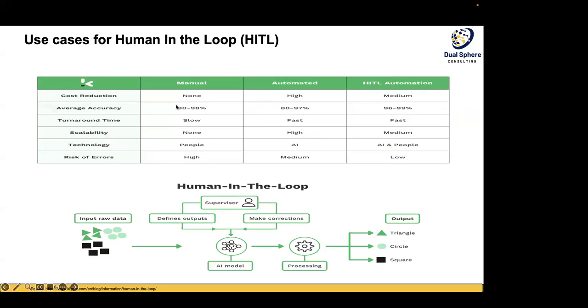See, okay, so if you do a task manually, automated, or human in the loop: cost reduction, okay, automated is high cost, but HITL lies in the medium range. Accuracy, it doesn't say entire complete accuracy, but still it's there: 96 to 99 percent, and 90 to 98 percent for manual. Completely automated, it's low, but if there is human in the loop, it increases. Turnaround time: slow, fast. Scalability: none, high, and medium. Technology: people, AI, and a combination of AI and people. Risk of errors can be high, medium, and low.